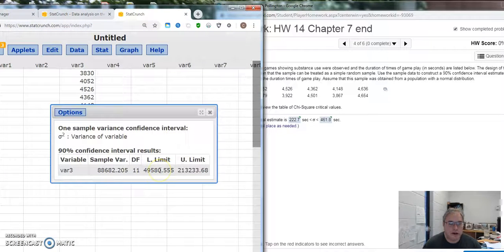And I got some ginormous numbers here, but again, I bet if I take the square root of these, I'll come up with those numbers. So the square root of 49580.555 gives me 222.666, which rounds to that. And the square root of 213233.68 gives me the other number. Okay? All right, so one sample chi-square.